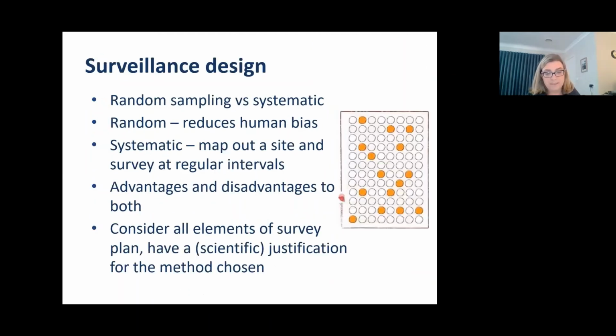And then we have our surveillance design. In many situations, such as when you're in a large crop or in a forest with many hosts, it might not be practical to actually survey every single plant. So you have to decide which of the plants you're going to survey. Surveillance might be random across the space, or it can be much more systematic, and there are advantages and disadvantages to both. The key, however, is to make sure that all the elements of your surveillance plan are considered when determining your design, and that you can provide scientifically backed justification or other justification for why you've chosen a particular method.